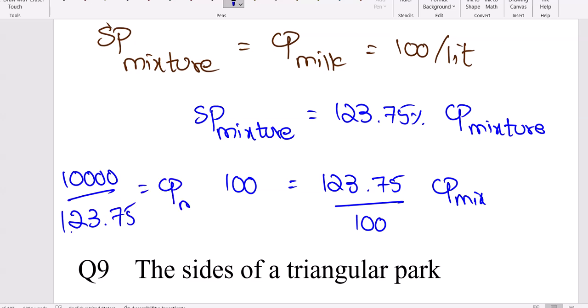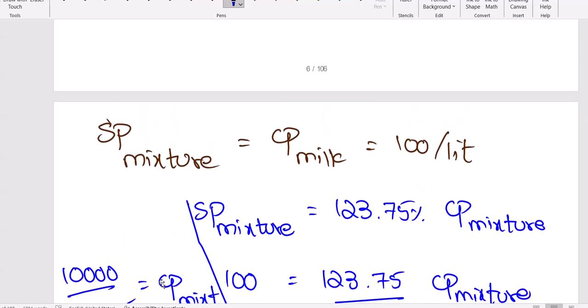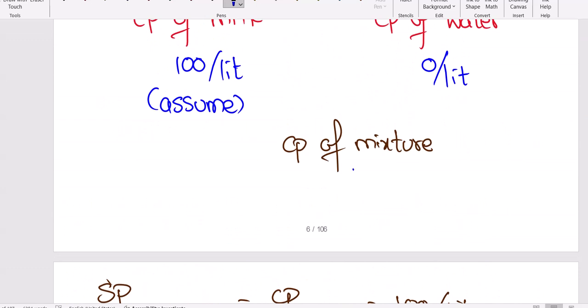Cost price is this. This is not milk, please. This is mixture, M-I-X-T. Some people will confuse it with milk, but it's the cost price of mixture. Now I can put this value in that. I hope you understand what this data is. Now we are considering this and we keep that here.